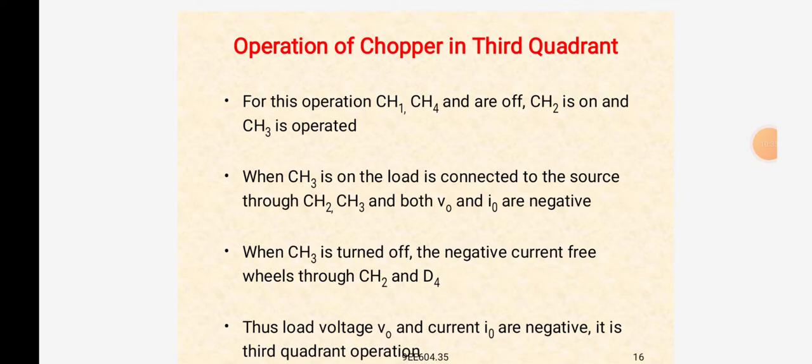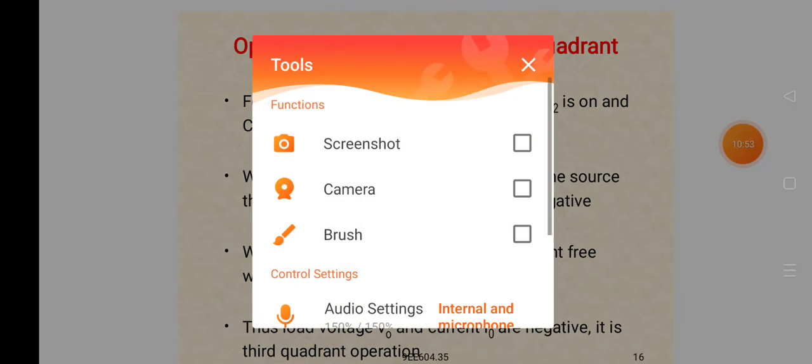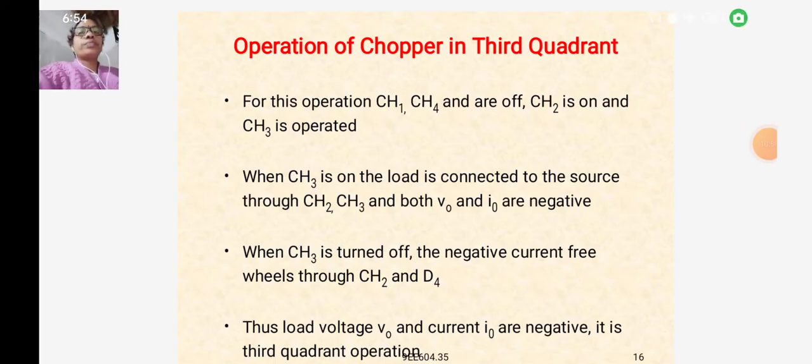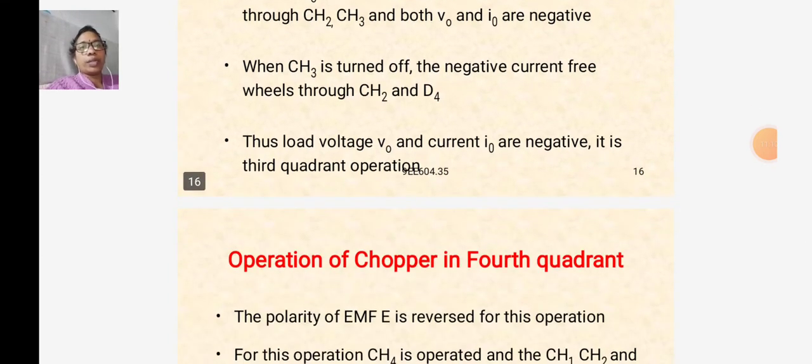When chopper 3 is on, the load is connected to the source through chopper 2 and chopper 3, and both output voltage and output current are negative. When chopper 3 is turned off, the negative current freewheels through chopper 2 and D4. Thus, the load voltage, output voltage and output current are negative. It is third quadrant operation.